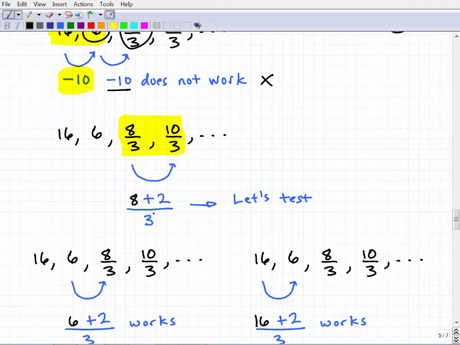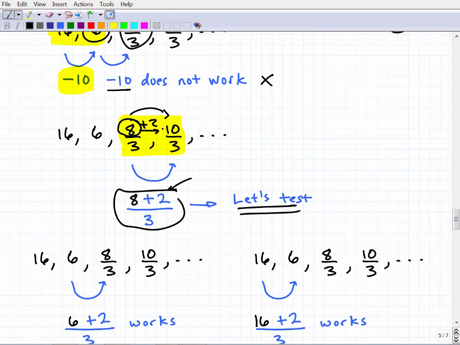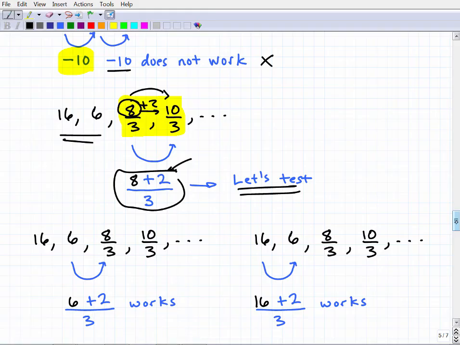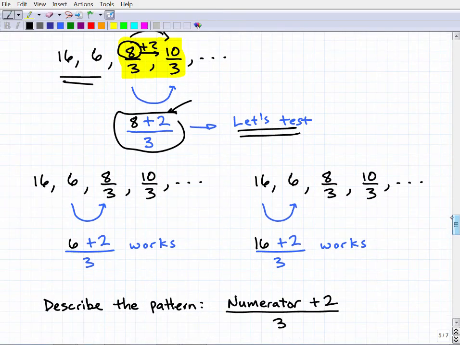So if you look, this one's a little bit more difficult. To get from here to here, they both have 3, and this went up by 2. So maybe what we do is we add 2 to this top number, the numerator, and then we divide it by 3. Okay, so that's how we went from here to here. Let's test that on these other terms and see if that works. So this is the rule.